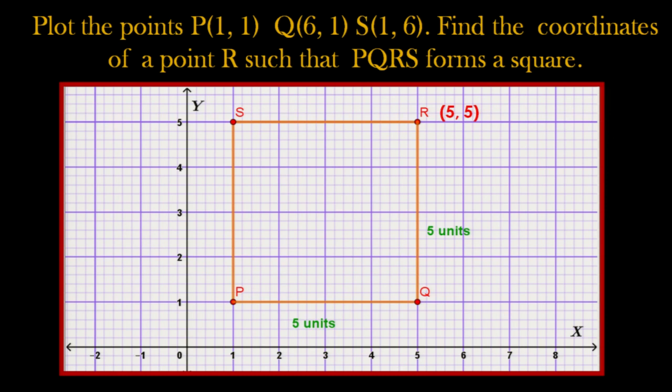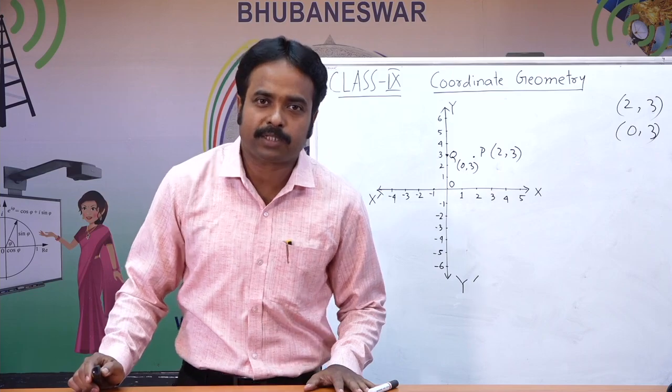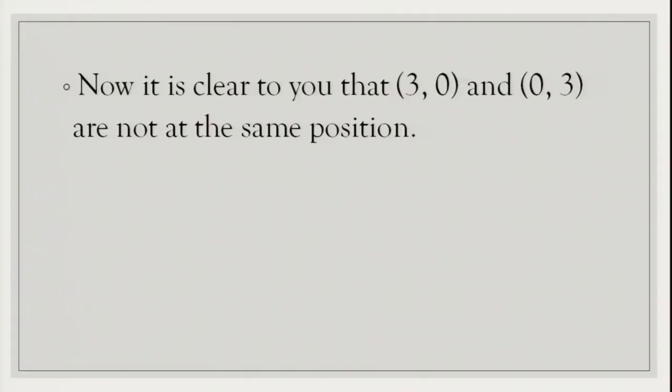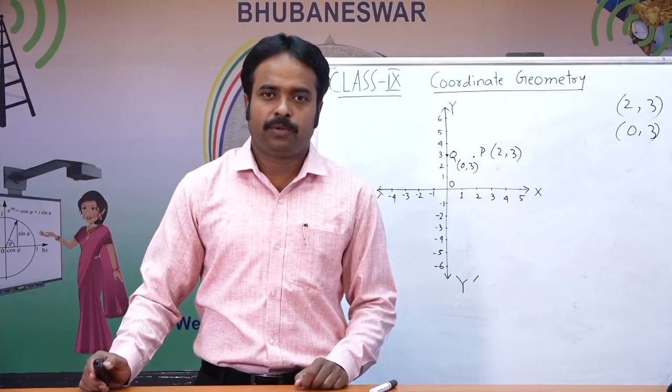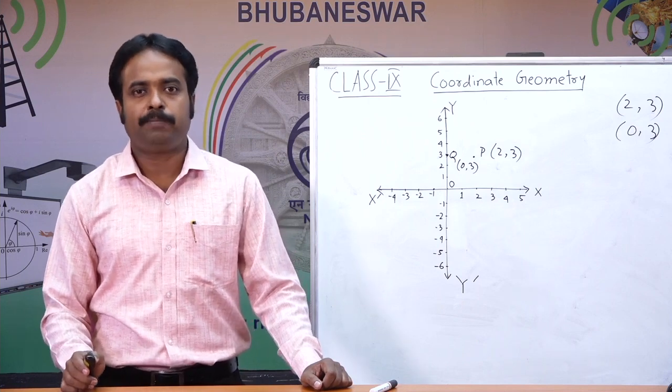And what are the coordinates of the point R? Now you may easily find out the coordinates of R. The coordinates of R are 5, 5. Now it is clear to you that 3, 0 and 0, 3 are not at the same position.